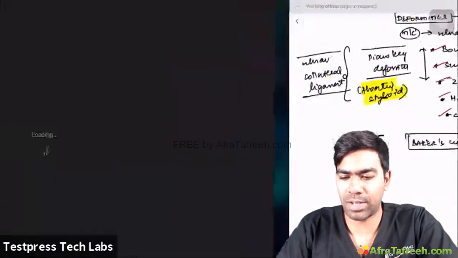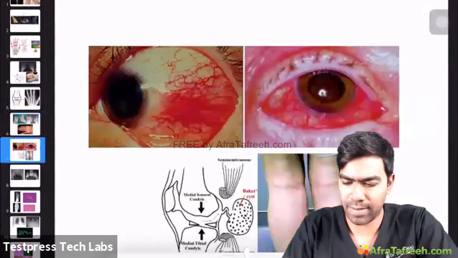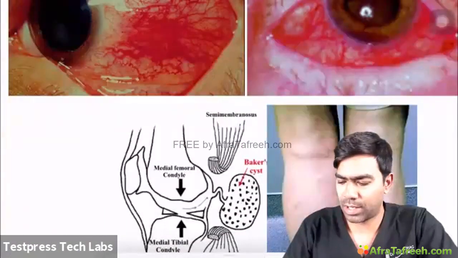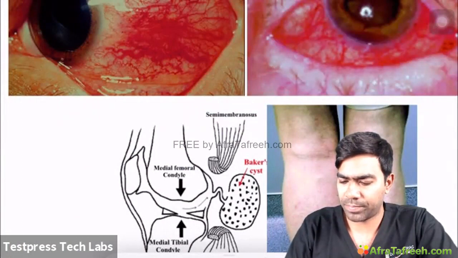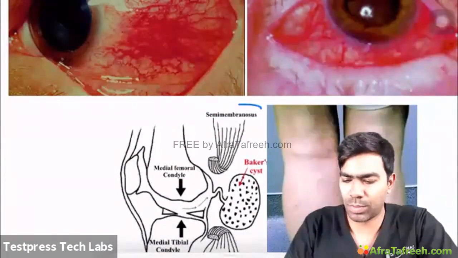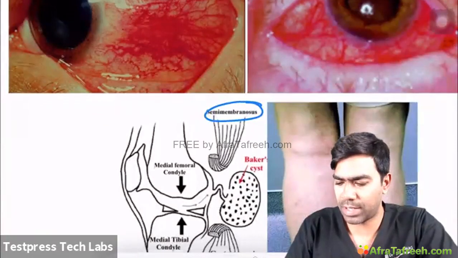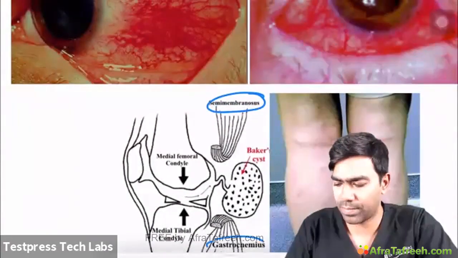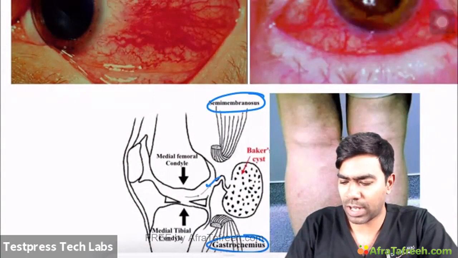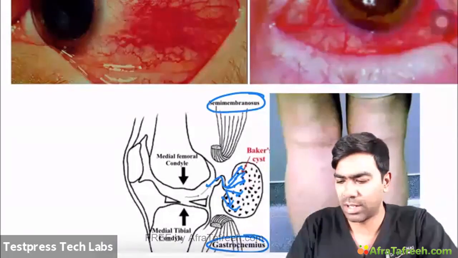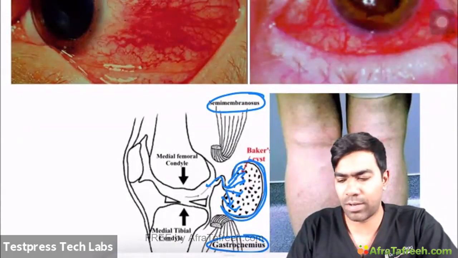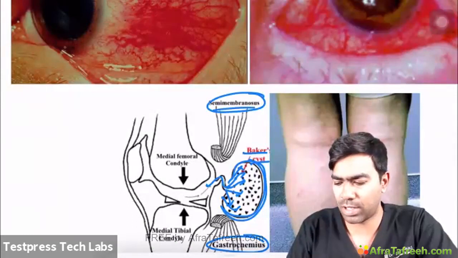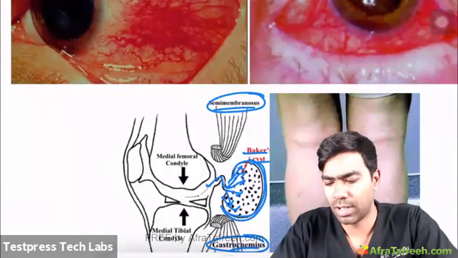And they extend between two muscles. That's important to understand. So this is a typical example of a Baker cyst. What you're seeing here is there'll be two muscles, the semimembranosus muscle and the gastrocnemius muscle. So between these two heads, because of synovitis, there will be enlargement of the synovial membrane and cavity that is protruding out into the popliteal fossa. And this is what we refer to as Baker cyst. Between what two muscles it's getting enlarged outside, that's very important. It's between semimembranosus and gastrocnemius.